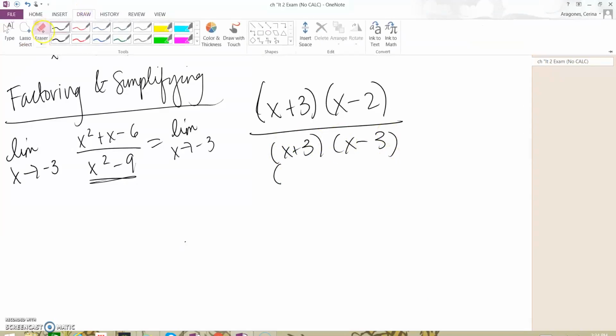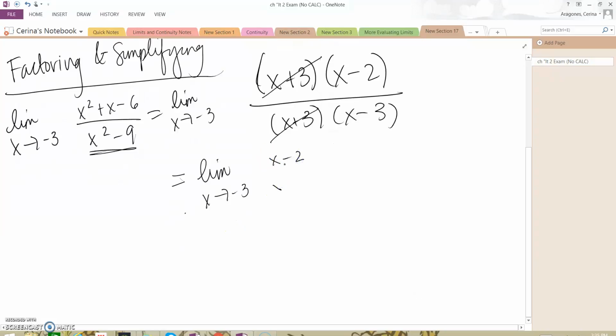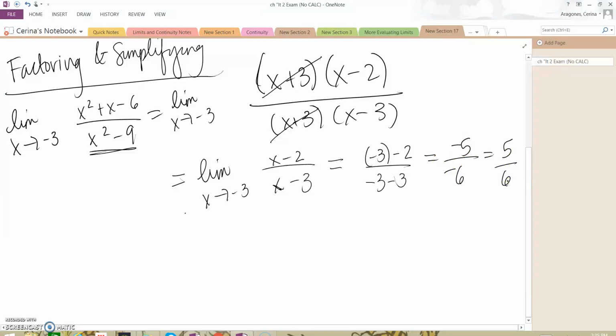If you're not really great at factoring quadratic equations, this may be something you want to practice on your own, because it is a useful skill when finding limits. As you can see, there's an x plus 3 on the top and on the bottom, so it cancels out. Now we're left with the limit as x approaches negative 3 of x minus 2 over x minus 3. We can now substitute negative 3, and we will not end up with an indeterminate form. We instead end up with negative 5 over negative 6, which is 5 over 6. So there's our limit.